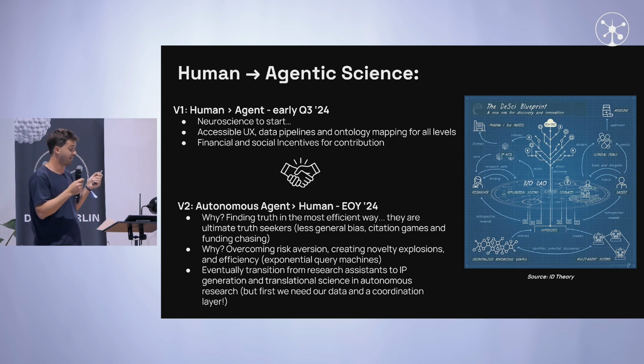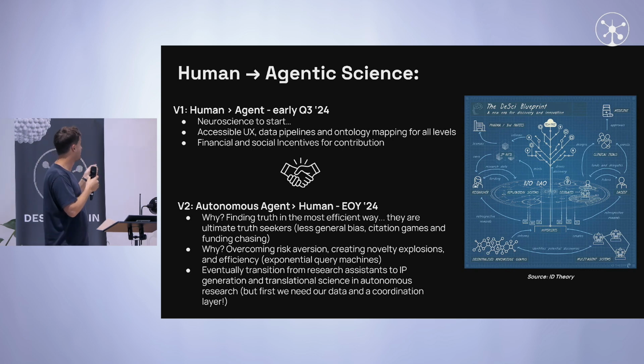If science is about finding truth in the most efficient way, these autonomous agents are the ultimate truth seekers. They have fewer general biases, although that remains to be seen depending on the training data. Citation games, they're not hanging around playing bibliometrics. And in terms of funding chasing, they don't necessarily need to be playing that game the whole time. They're not out at the bio rave tomorrow whispering in everyone's ear asking for money. They'll just be away working towards their general goals.